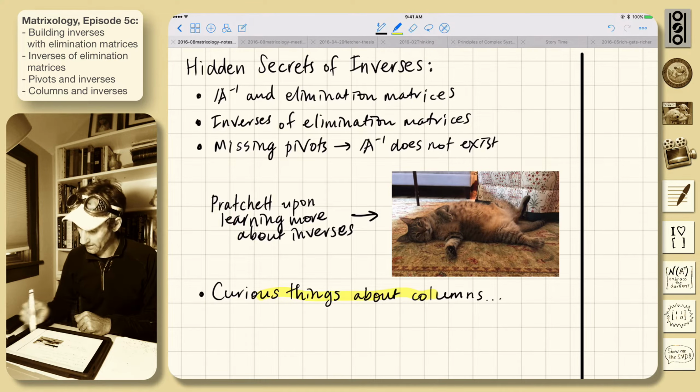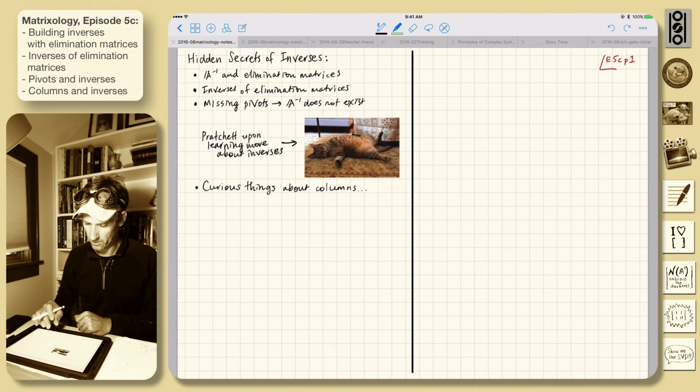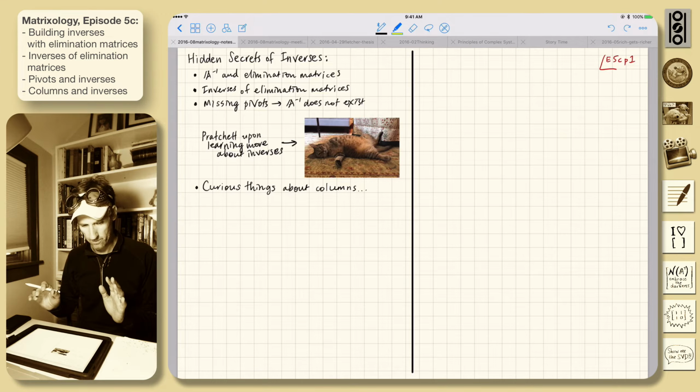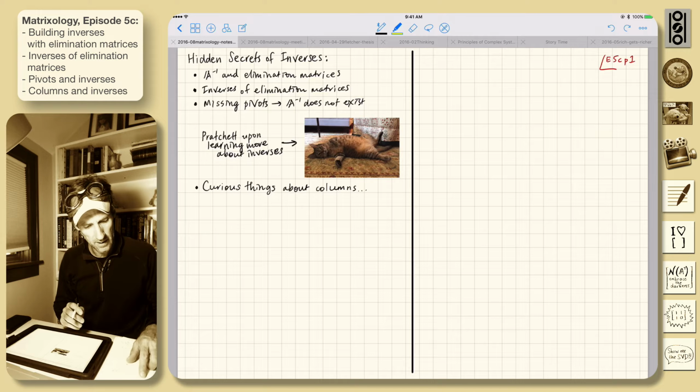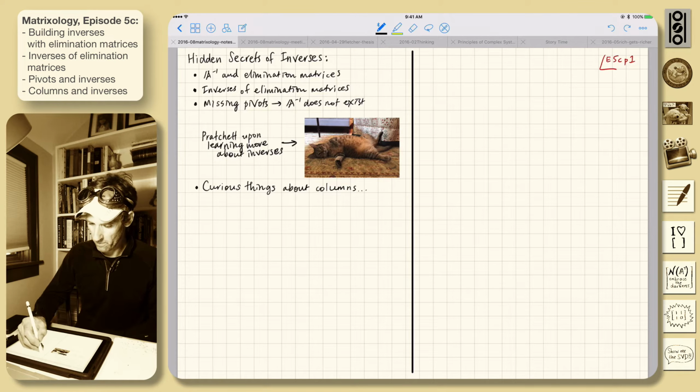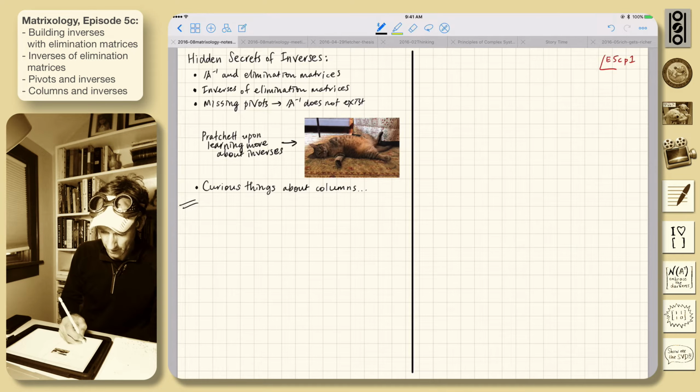And then I'll add a little bit about columns. So let's get through this. This is a little bit more theoretical, but we'll connect a few things. So the first thing I was going to talk about is the example we've been working on.